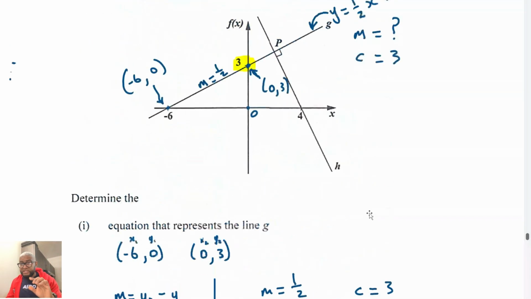In order to find the equation of H, which is this line here, and it's perpendicular to G, how do I get the gradient of this line? You have to flip the original gradient, so 1 over 2 becomes 2 over 1, and multiply by what? We call it the negative inverse. You flip the original gradient and multiply it by negative 1. So 2 over 1 multiplied by -1 gives me -2. So that's the gradient of this line.